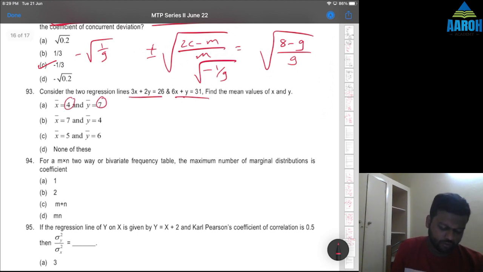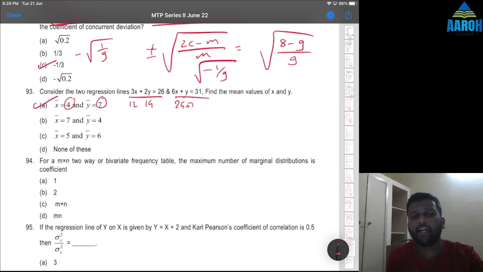4 and 7. So 3 into 4 is 12, 2 into 7 is 14. That is correct. 12 plus 14 is 26. Then 6 into 4 is 24 and plus 7, 24 plus 7 is 31. Correct. So A is the correct answer for 93.